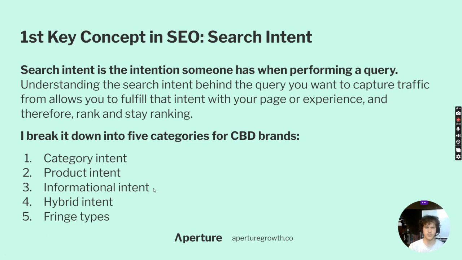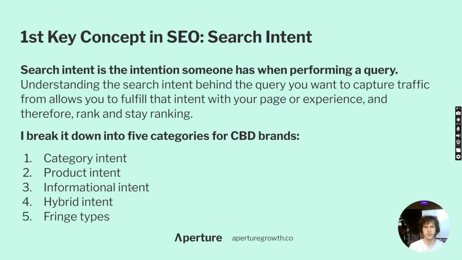Third type is informational intent, which is the intent to get a question answered or to research something. Usually the pages that rank for these kinds of keywords are going to be blog posts. And then the fourth type is hybrid intent.